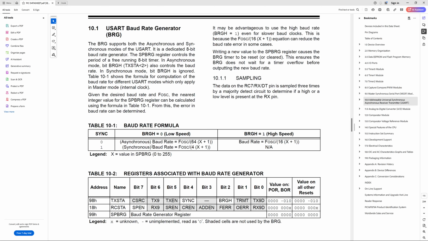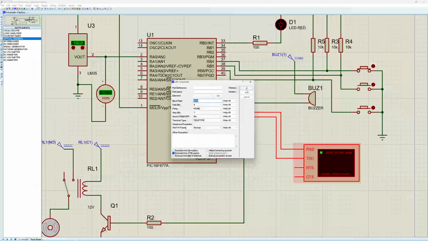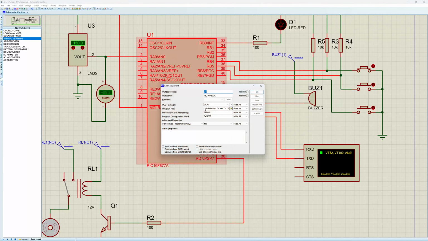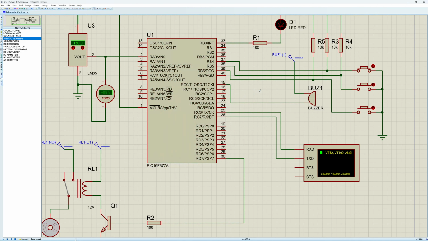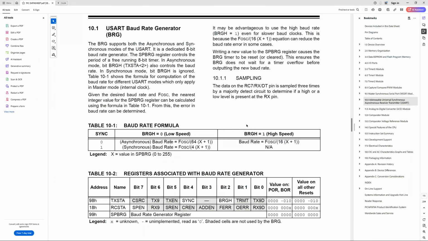Okay, in asynchronous mode, baud rate calculation would happen like this. So 9600 equals frequency of oscillation. Frequency of oscillation means at what rate this microcontroller oscillates. I am going to keep it 11.0592 because this crystal is going to help to get the 9600 baud rate accurately. Accurately means with very little error.